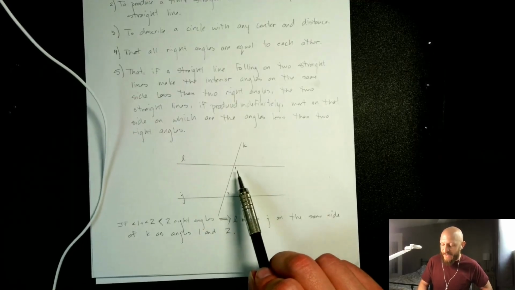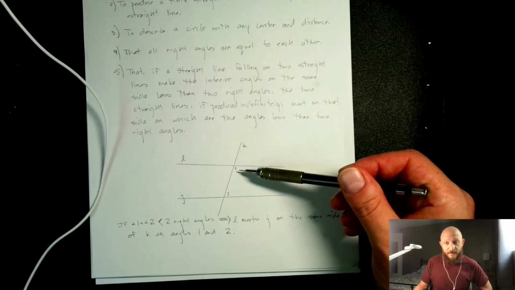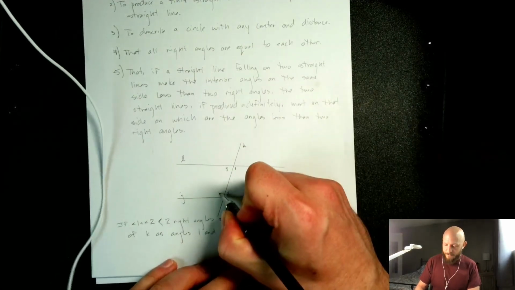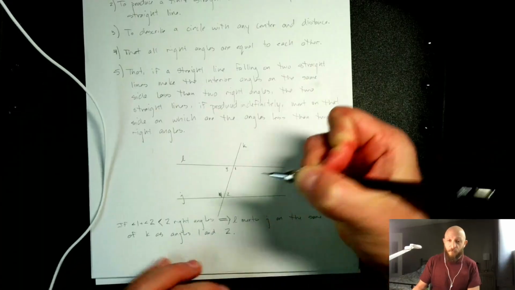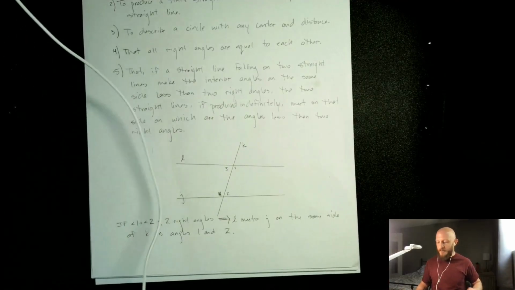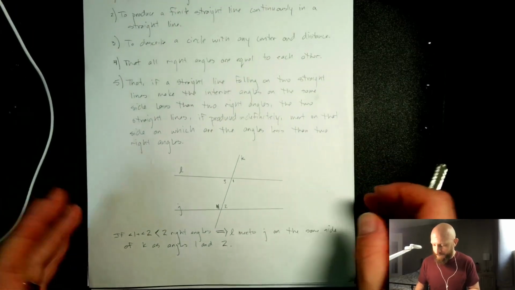If angle 1 plus angle 2 is not less than two right angles, and angle 3 plus angle 4 also is not less than two right angles, then L and J are parallel. So that's the parallel postulate. Really, really famous postulate, for all of the above reasons.